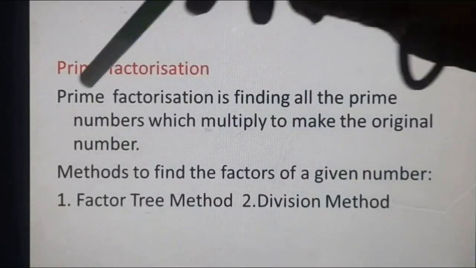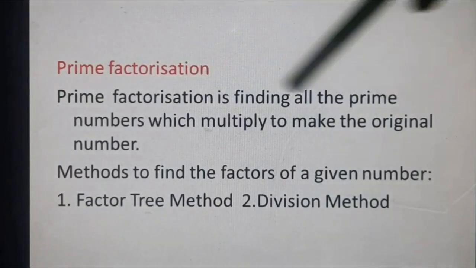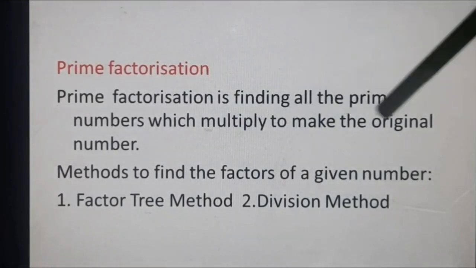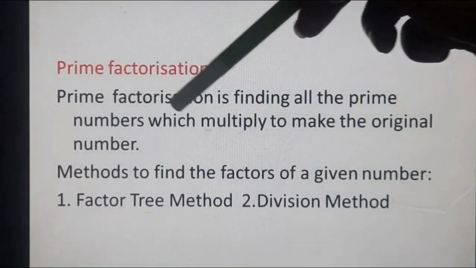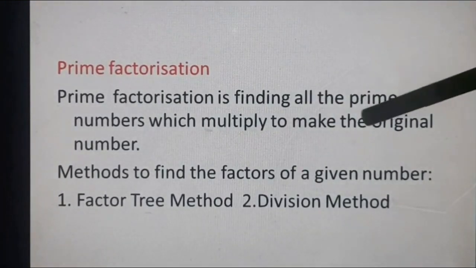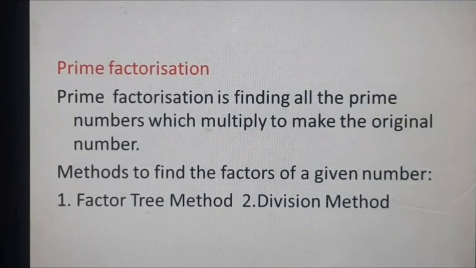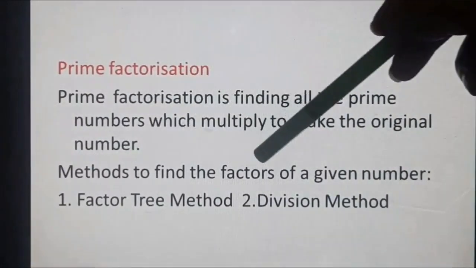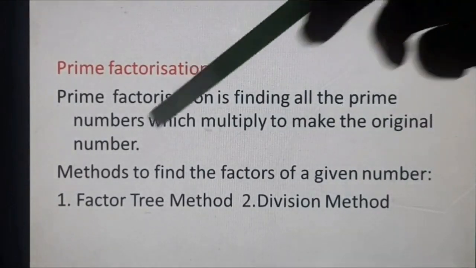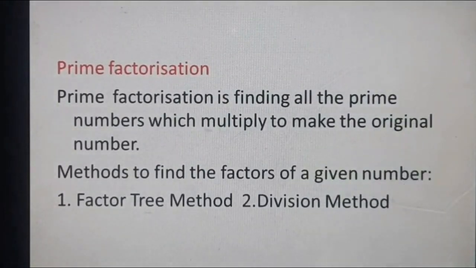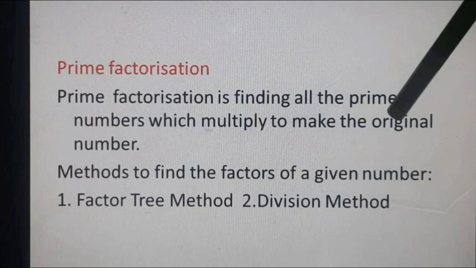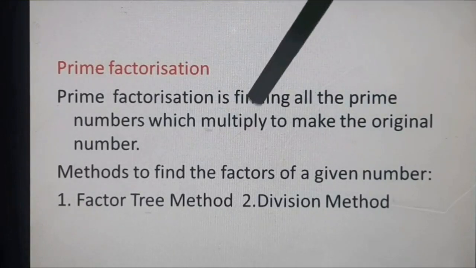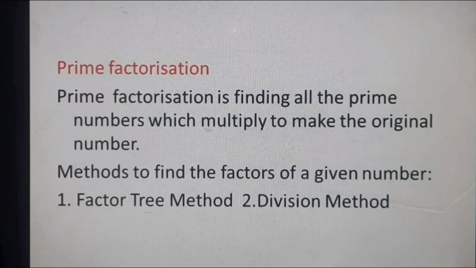Prime factorization. Prime factorization is finding all the prime numbers which multiply to make the original number. When we multiply all the prime numbers, we get the original number. Okay. After multiplying, we are getting the original number. Methods to find the factors of the given number. There are two methods, factor tree method and division method. Through prime factorization method, we find the prime numbers. When we multiply all these prime numbers, we get the original number.